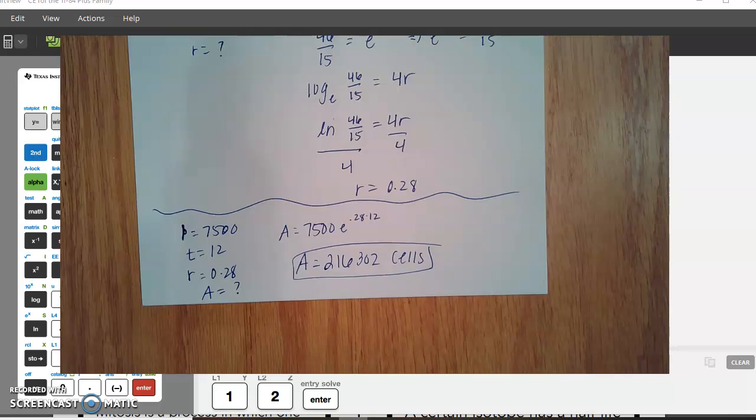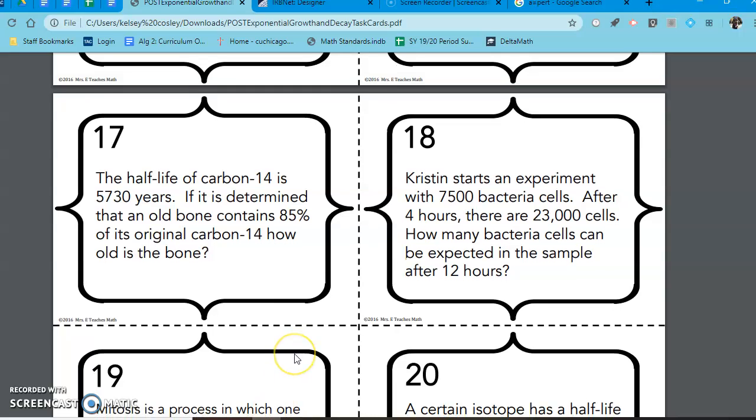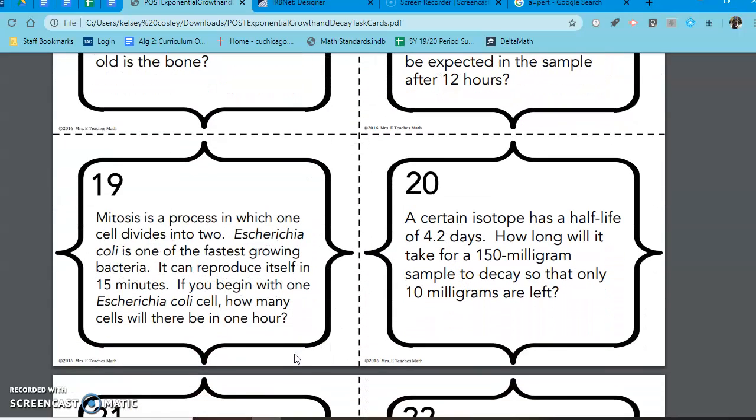Okay, I'm going to go through one more with you just to make sure you understand the concept of what it is, and then I think you'll get the idea from here. Okay, so let's just look at number 19. So mitosis is a process in which one cell divides into two. I don't know how to say that, so I'm going to go E. coli is one of the fastest growing bacteria. It can reproduce itself in 15 minutes.